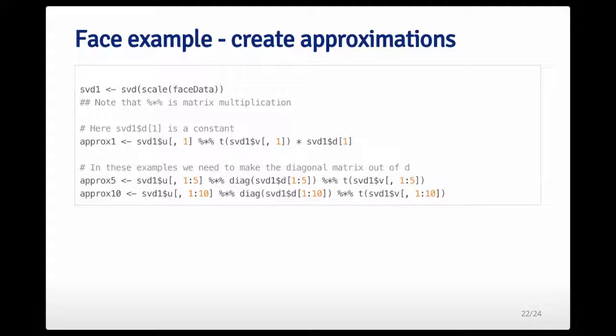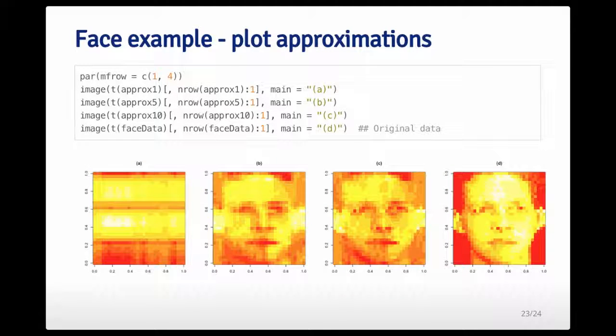So we can take a look at that. The idea is that we're going to use a little bit of matrix multiplication here to create an approximation to this face that uses fewer components than the original data set. Here I'm creating one that just uses the first singular vector, one that takes the first 5 altogether, and another one that takes the first 10. We can take a look at what this approximation looks like. The first image, all the way on the left, uses just a single singular vector, and you can see that it's not a pretty picture, so to speak.